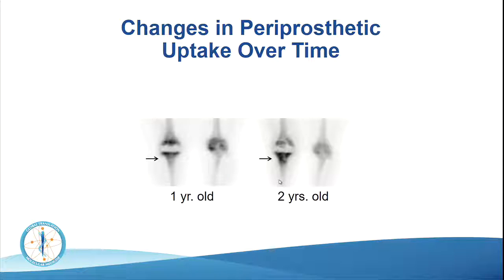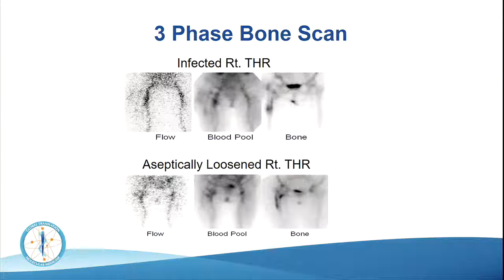So we know at this point that clearly the patient's symptoms are related to the arthroplasty itself, whether this represents aseptic loosening, infection, a combination of loosening and infection, or some other complication. However, we can't tell on the basis of the bone scan. Two separate patients, three-phase bone scans: an infected right total hip arthroplasty and an aseptically loosened right total hip arthroplasty. If anything, the changes around the aseptically loosened device are more impressive than the changes around the infected device.